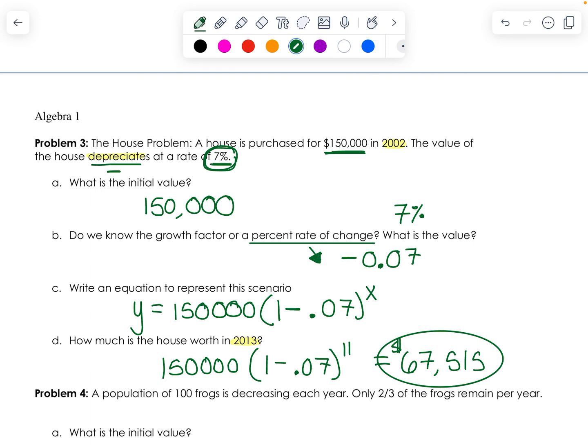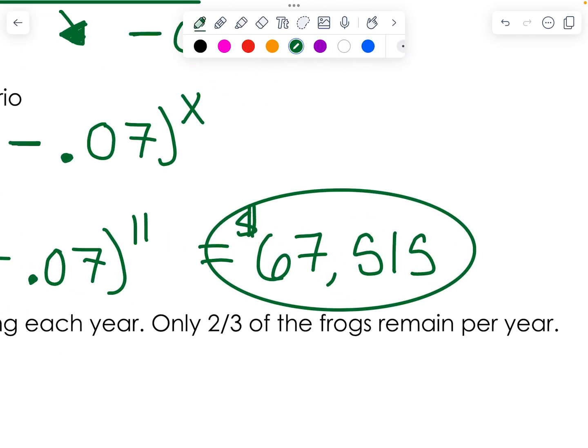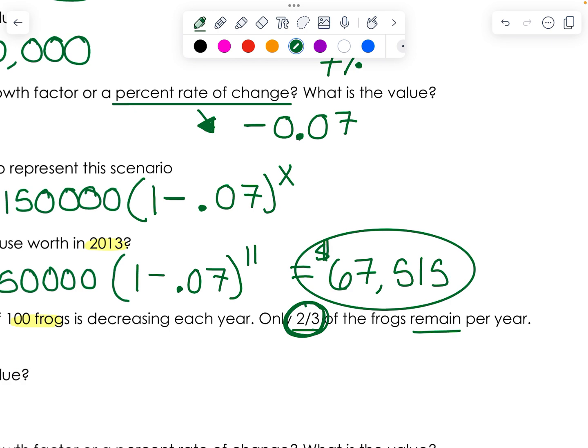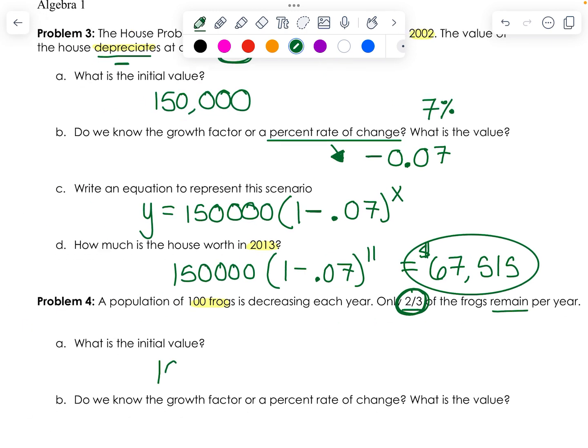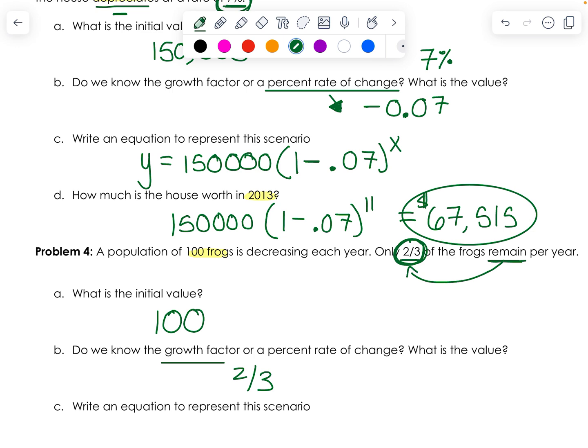All right, the last one here, problem number 4, says that we have a population of 100 frogs, and it is decreasing each year. They're telling you that only 2/3 of the frogs remain. So this is the exact amount that we are going to keep. This is your growth factor. The initial value is 100 frogs. We are keeping 2/3. Now, if it said that you are losing 2/3, then you would have to use the number 1/3 because that's how much is remaining. But they told us exactly 2/3 is remaining.